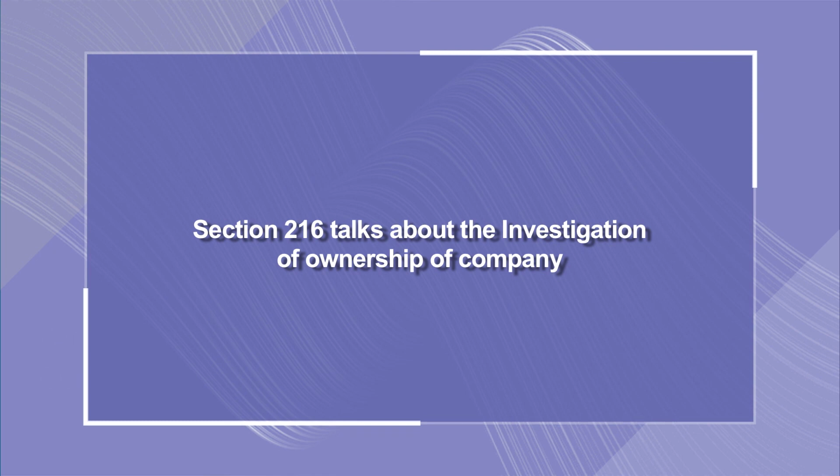Section 216 talks about the investigation of ownership of company. It says, where it appears to the central government that there is a reason so to do, it may appoint one or more inspectors to investigate and report on matters relating to the company and its membership for the purpose of determining the true persons who are or have been financially interested in the success or failure, whether real or apparent, of the company, or who are or have been able to control or to materially influence the policy of the company.